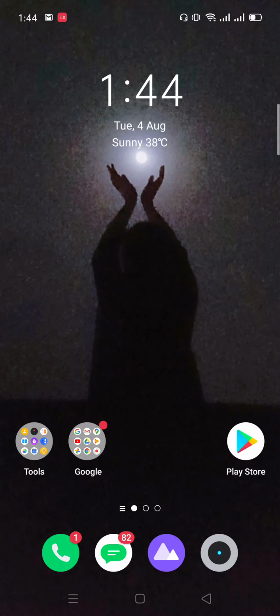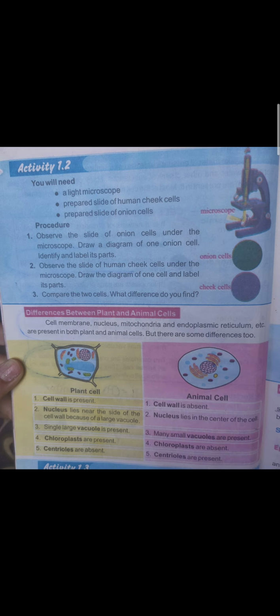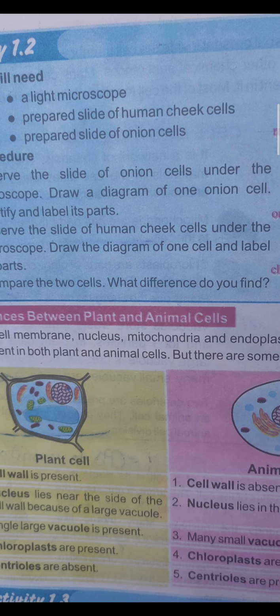Today we are going to do page number 8, activity 1.2 from the PTB science book. This is the activity. For it you will need a light microscope, a prepared slide of human cheek cells, and a prepared slide of onion cells. You will get the onion cells from that onion membrane.